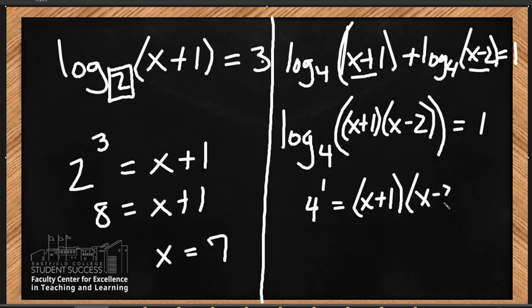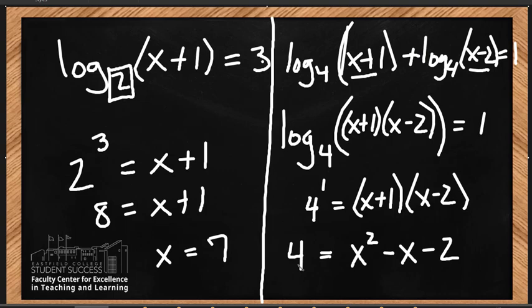And this actually is a quadratic equation. You could multiply on the right side, you could expand the two binomials that are there. You end up with something like x squared minus x minus 2. Okay, go ahead and check that. And equals 4.